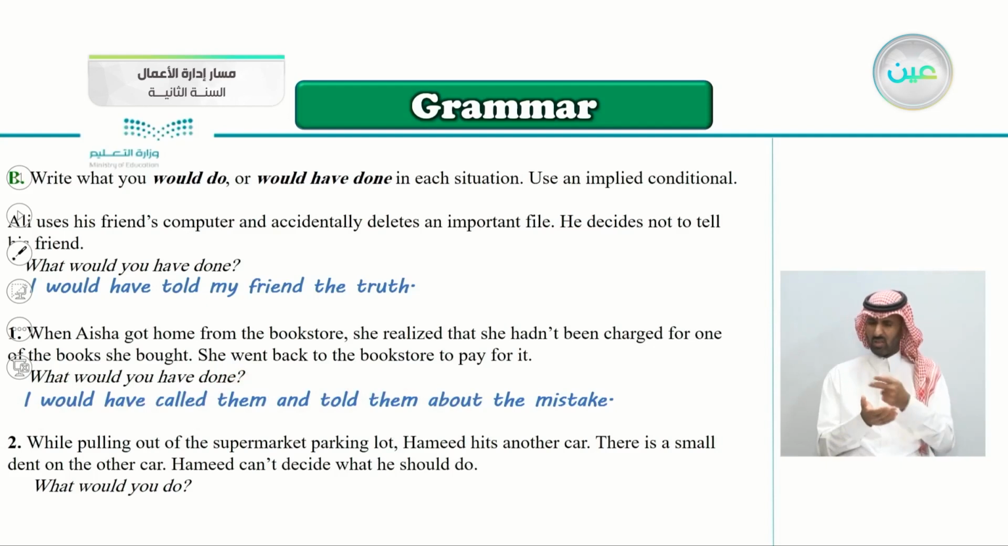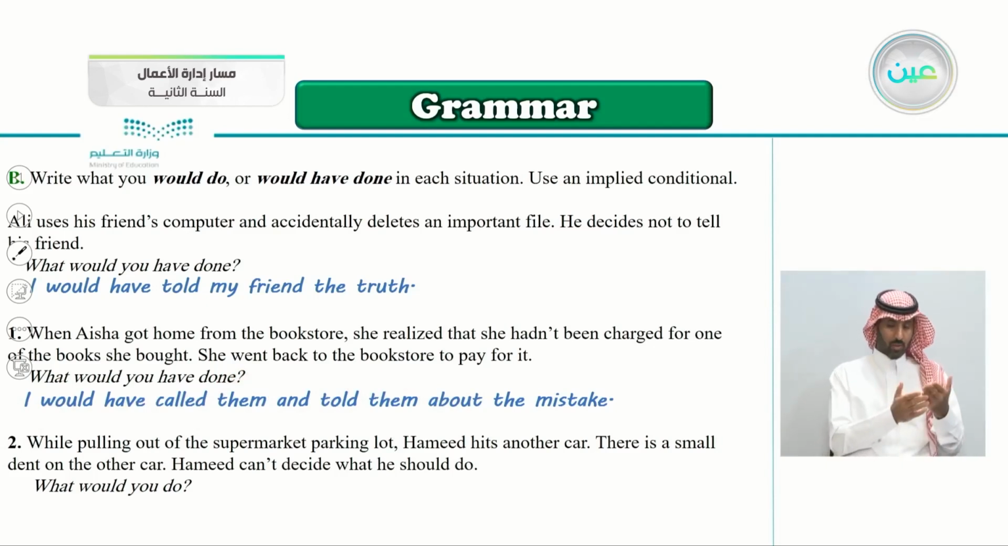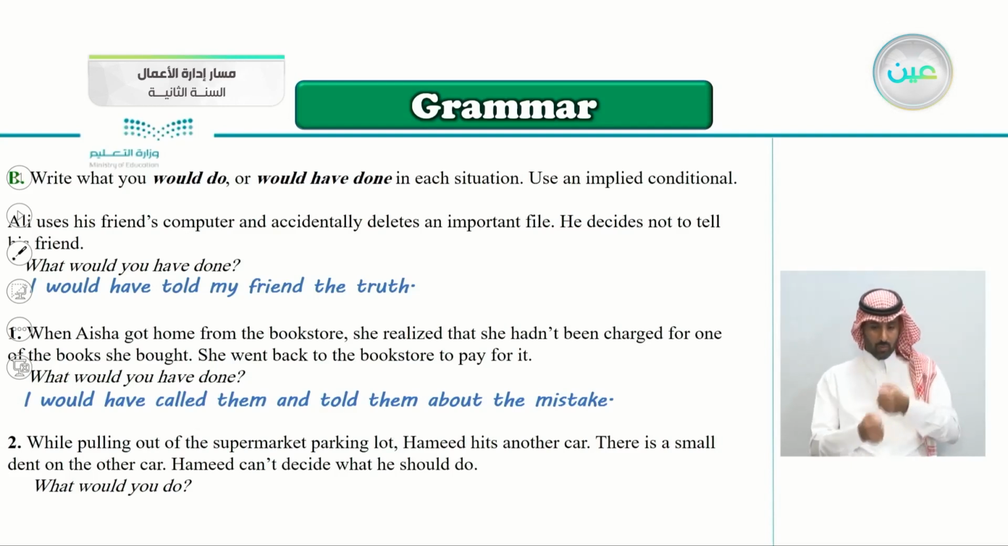Number 2, while pulling out of the supermarket parking lot, Hamid hits another car. There is a small dent on the other car. Hamid can't decide what he should do. Of course, the owner of the other car is inside the supermarket. So what would you do there?